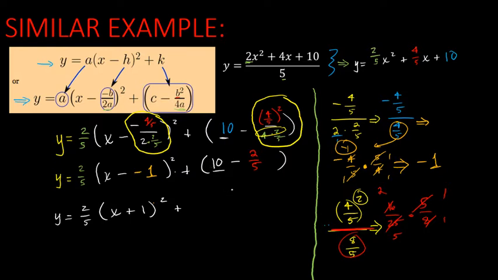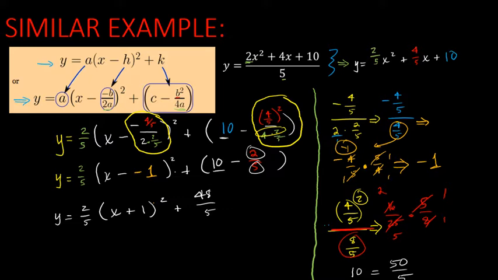All right, so 10, I'm going to rewrite 10 as a fraction with 5 as the denominator. So how many fifths would 10 be? Well, 10 is the same thing as 50 over 5, right? 10 is 50/5. 50 minus 2 is 48, so 48/5. So I have this now written in vertex form.